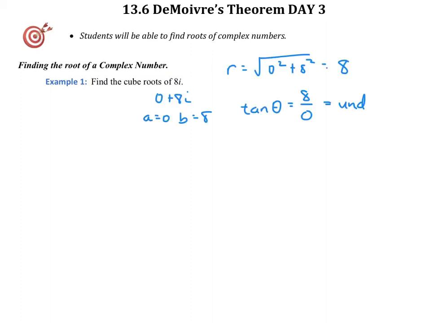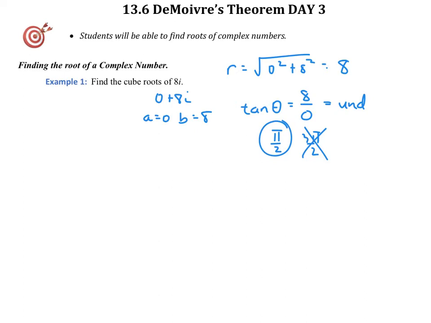What are the two times on the unit circle that you have undefined? Up and down. So, it's either pi over 2 or 3 pi over 2. Which one is it going to be in this case? Okay. Does everybody understand why it's pi over 2 and not 3 pi over 2?